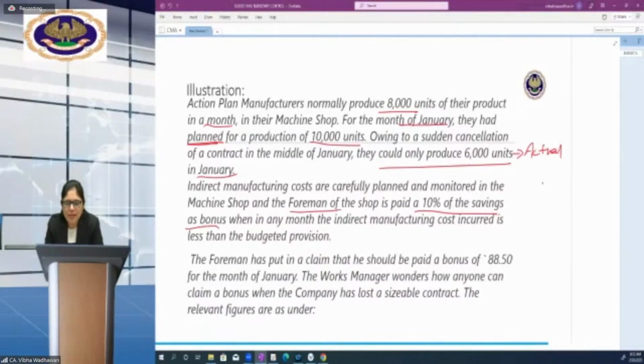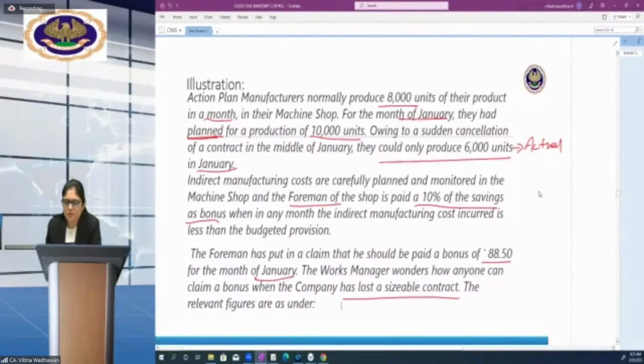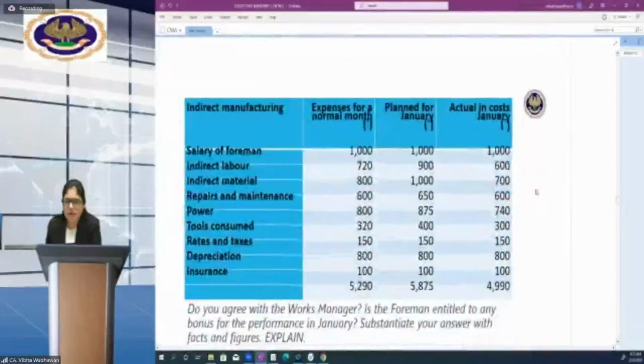The foreman has put in a claim that he should be paid a bonus of 88.50 for the month of January. The works manager wonders how anyone can claim a bonus when the company has lost a sizable contract. So the manager says that we've already lost the contract. All right. So how can he claim the bonus? So they are given the figures now. All right. So this is the question.